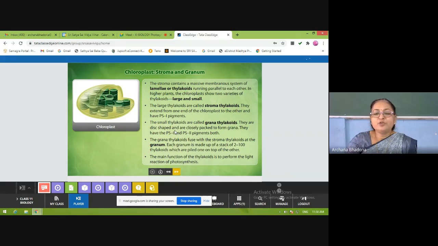Second subheading, you put grana thylakoids. So write it: small thylakoids. Small thylakoids closely packed to form grana and have pigment system 1 and pigment system 2. Both the pigment systems are there. So we will take up what is the meaning of pigment system, children.